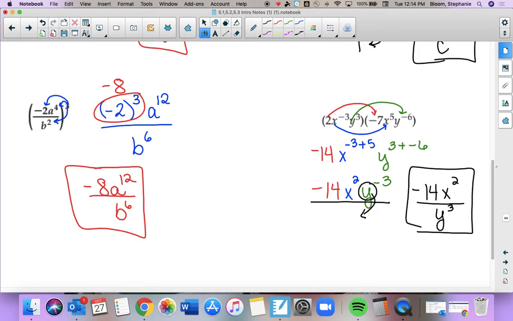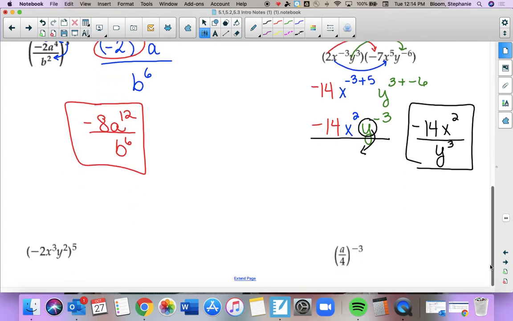Yep, just go ahead and simplify your 4 to the 3rd. You got good discussions. It sounds like there's some discrepancy on the last one and maybe the second to last one. So how did we do on this one? Did we get negative 14 x to the second, and then in your denominator you should have y cubed? Did we have that one right? Okay, so that's good. Multiplication you seem to be good with.